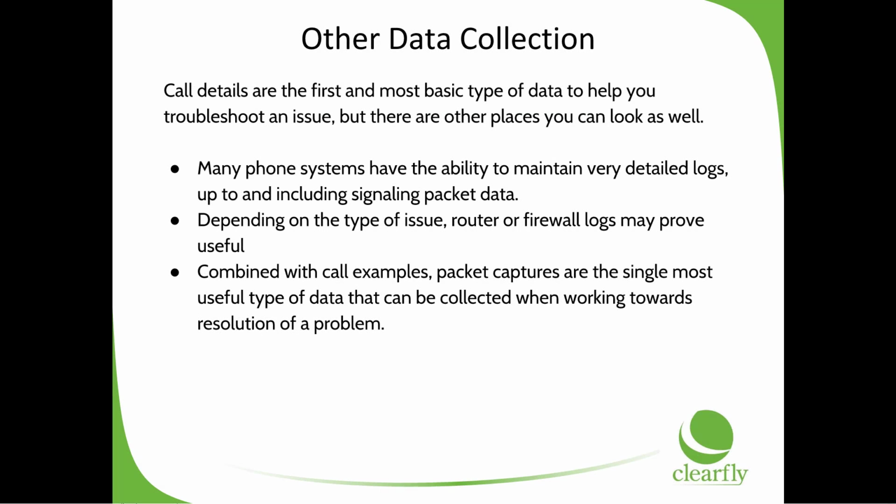Call details are the first and most basic type of data to help you troubleshoot an issue, but there are other places you can look as well. Many phone systems have the ability to maintain very detailed logs, up to and including signaling packet data. If you can't find diagnostics information in the manual, it's likely worth checking with the manufacturer to see what's available. Depending on the type of issue, router or firewall logs may, albeit rarely, prove useful. Again, check with the manual or the manufacturer, or, depending upon the popularity of your device, a quick Google search may get you what you need.